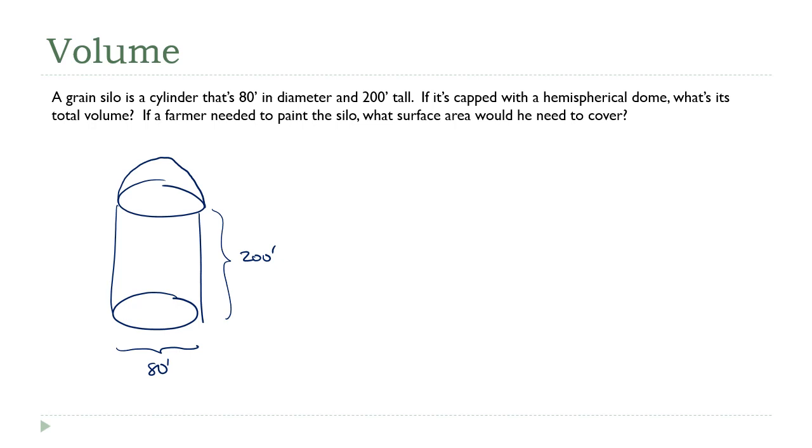All right, and I need to figure out two things. I want to know what its volume is, or how much stuff the owner can store in it, and I want to know what the surface area is. If you want to paint it, that's a number you're going to need to figure out how many gallons of paint to get. Okay, so to find the volume, I'm going to have to split this into two parts. First, I'll find the volume of the cylinder. Then I'll find the volume of the hemisphere. We'll add those together, and we'll get the total volume.